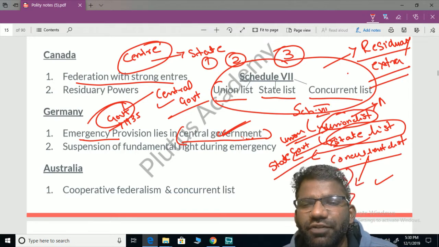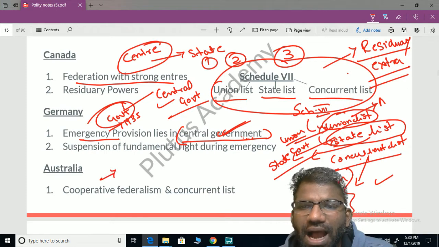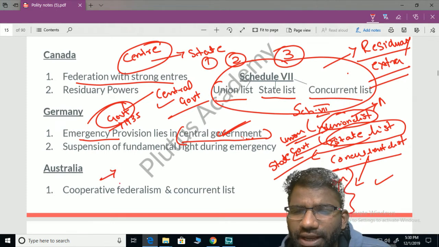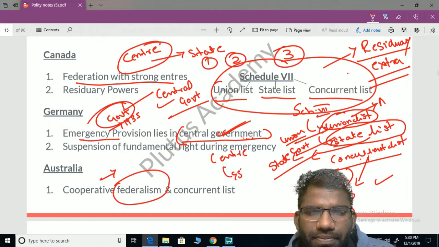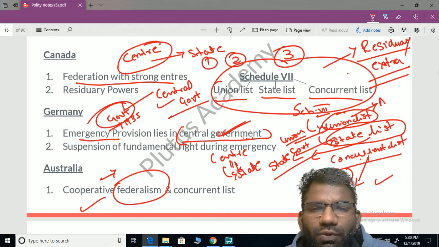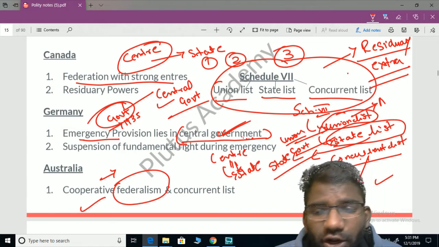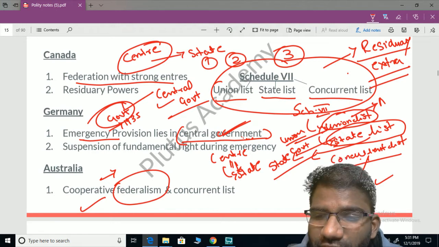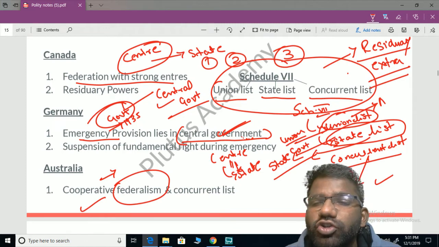Now, what has been taken from the Constitution of Australia? See, cooperative federalism. I earlier told you that wherever the word federalism or federation comes, it is about center-state relationship. Cooperative federalism means the center and state will work in a cohesive manner for the progress of the nation, or work together for enhancement of the economy or welfare of the nation. This is the concept of cooperative federalism, and it was taken from the Constitution of Australia.